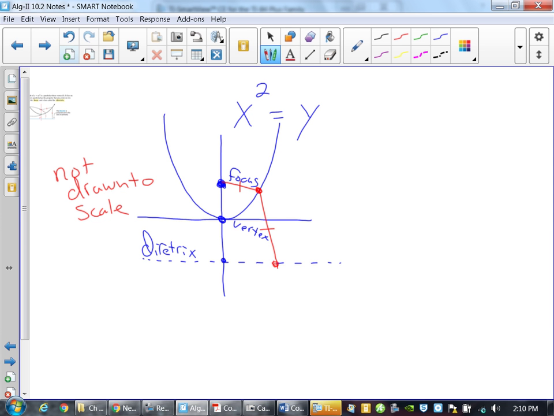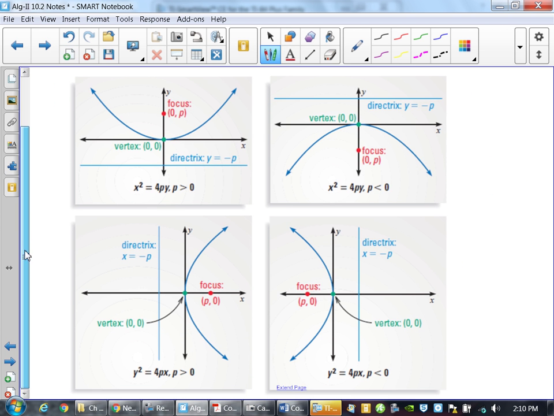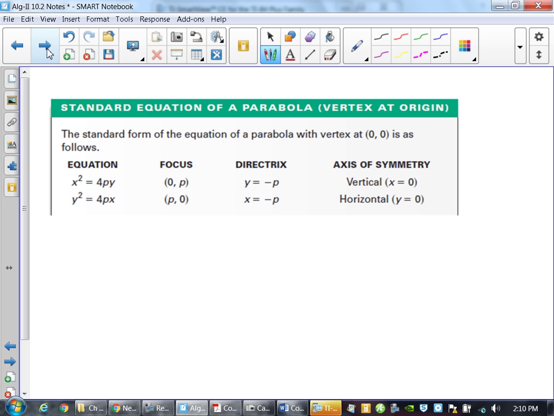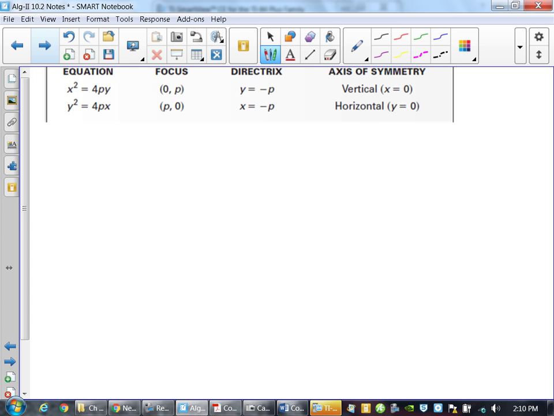So what's going to happen is that we're going to have x squared parabolas and y squared parabolas. So we have a couple of rules to look at them. Now, don't write all of this out. Whenever we have an x squared parabola, we have this generic equation.